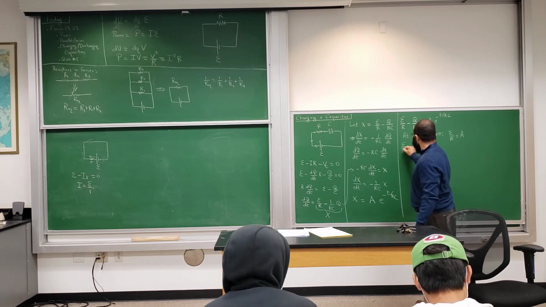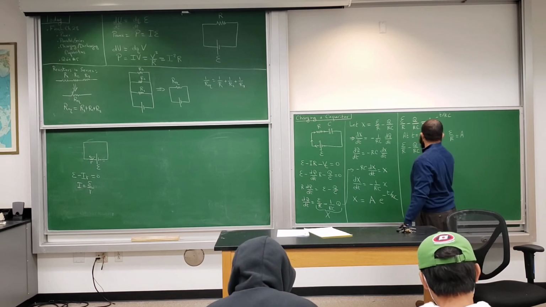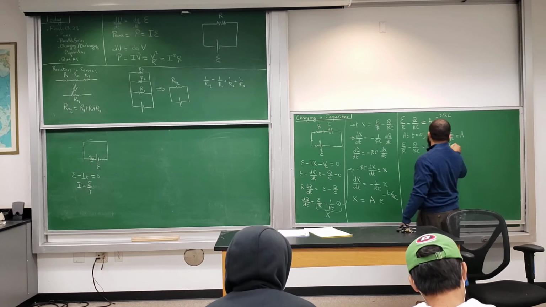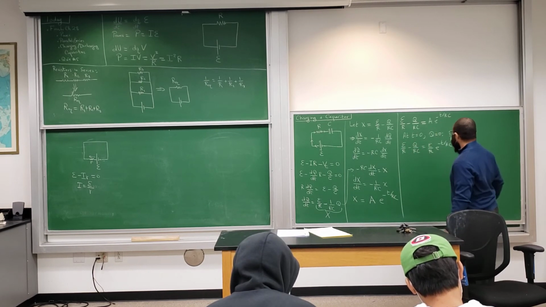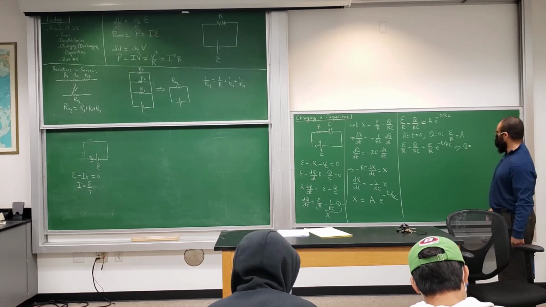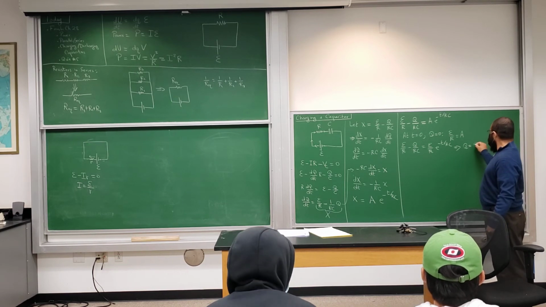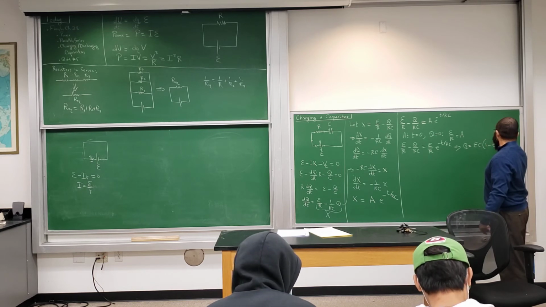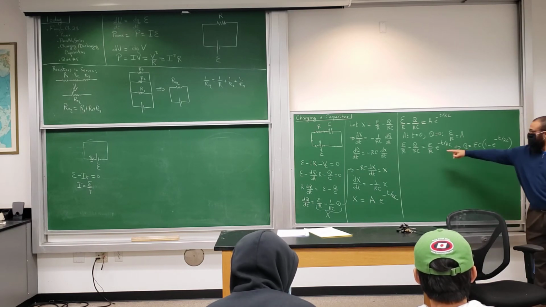EMF over R minus Q over RC is equal to EMF over R e to the minus T over RC, right? Multiply everything by R and then solve for Q. So Q would be what? You can move this to this side and this one to the other side. Q would be EMF times C times 1 minus e to the minus T over RC. That's the answer. This is some algebra going from here.